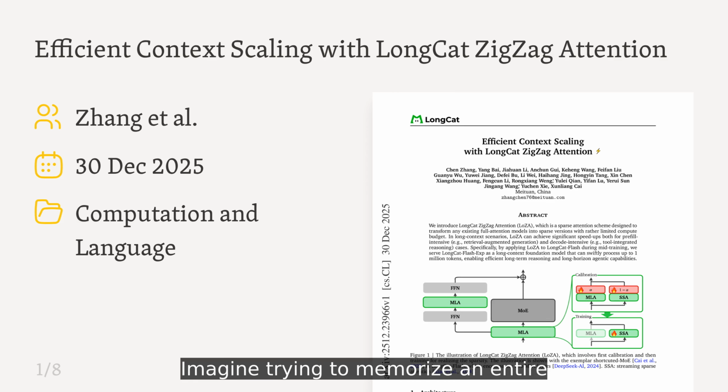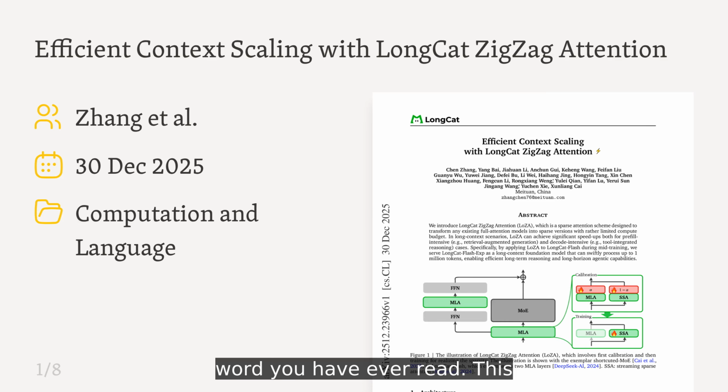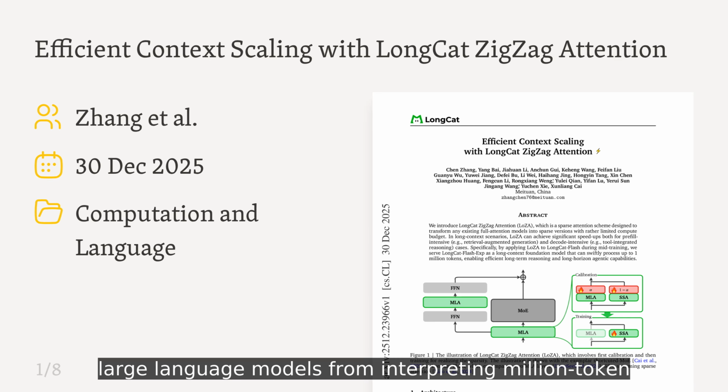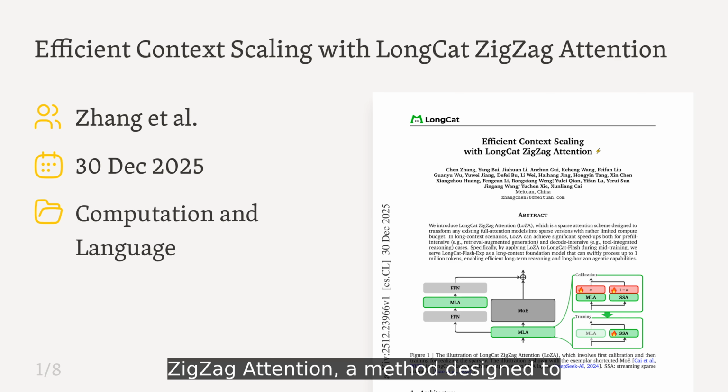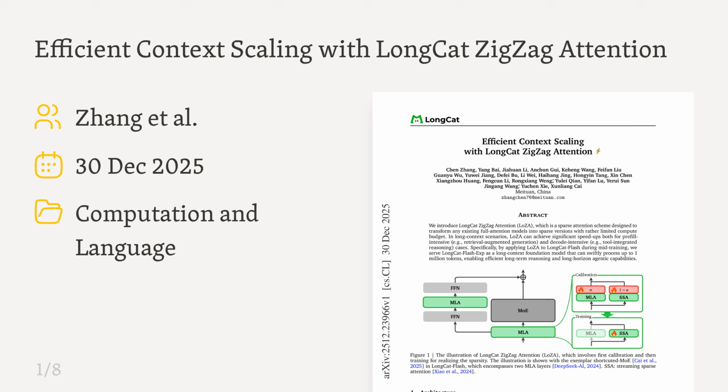Imagine trying to memorize an entire library of books, where checking a single reference requires cross-referencing every other word you have ever read. This is the quadratic bottleneck that limits large language models from interpreting million-token contexts efficiently. This paper introduces LongCat ZigZag Attention, a method designed to break that computational barrier without sacrificing intelligence.